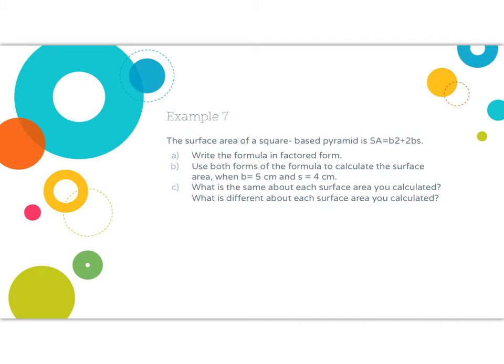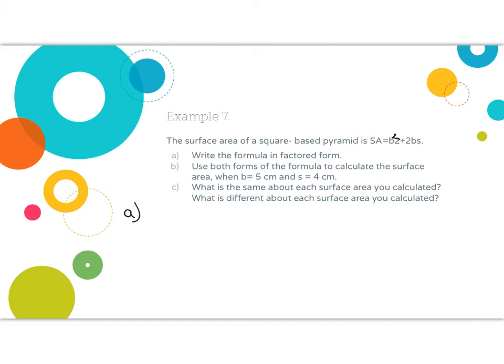All right, the surface area of a square-based pyramid is b squared plus 2bs. That was written interestingly here. Write the formula in factored form. Use both forms when calculating. Okay, let's do A first. So write the formula in factored form.